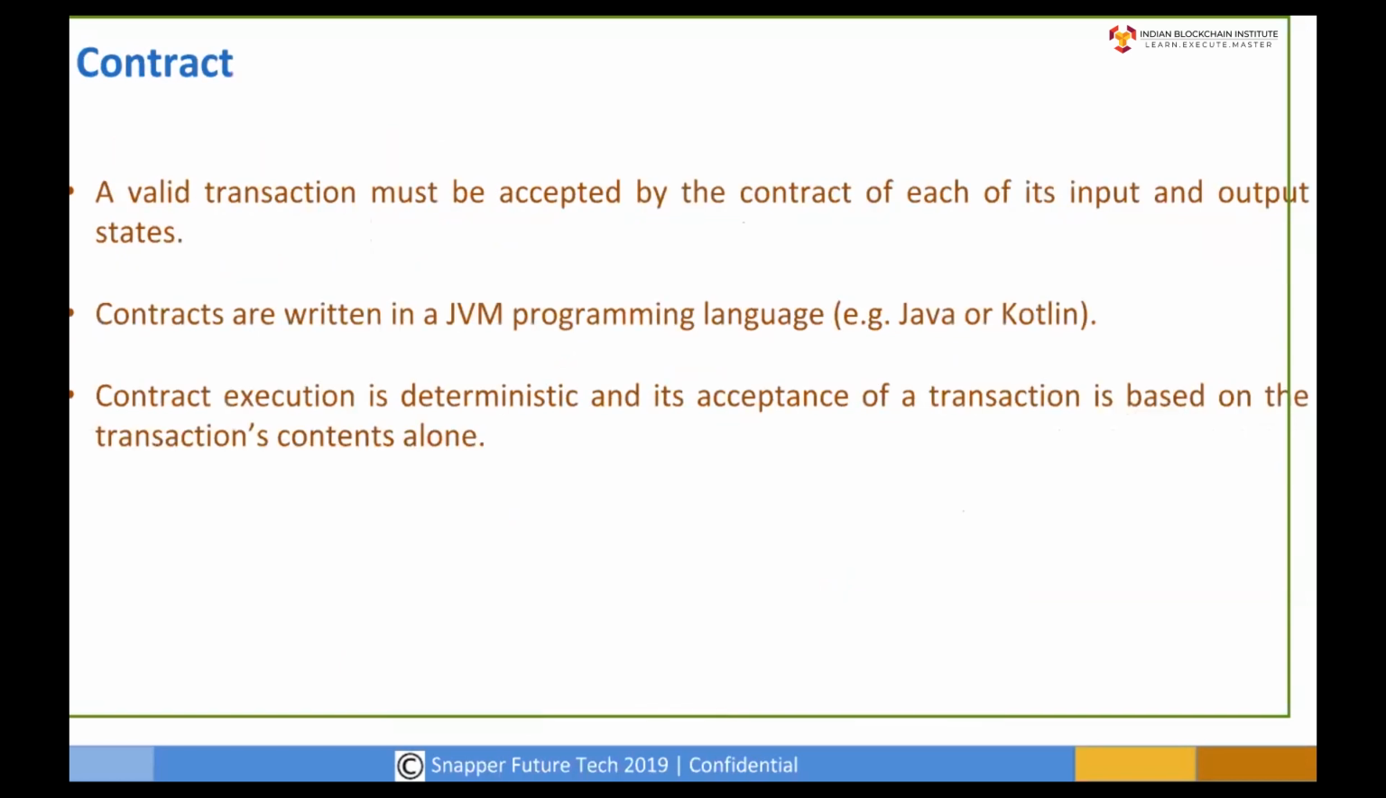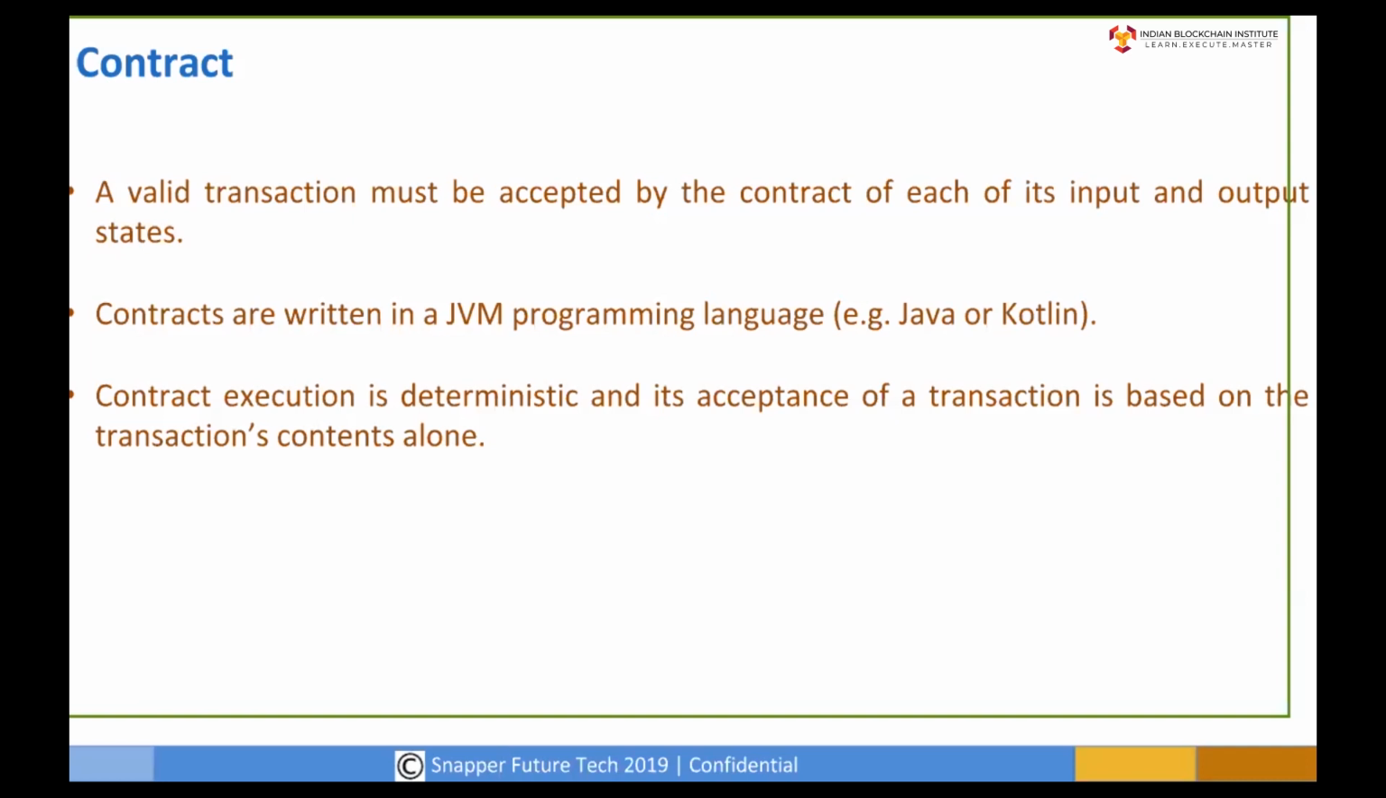So in contract, there is a contract everywhere. There are smart contracts in Ethereum, chaincode in Hyperledger, and there is a contract in Corda as well. So a valid transaction must be accepted by the contract of each of its input and output states. Contracts are written in JVM programming languages, and contract execution is deterministic, and its acceptance of a transaction is based on the transaction's contents alone. So you can write your contracts in Java or Kotlin. Corda supports only JVM-based programming languages, that is Java or Kotlin.